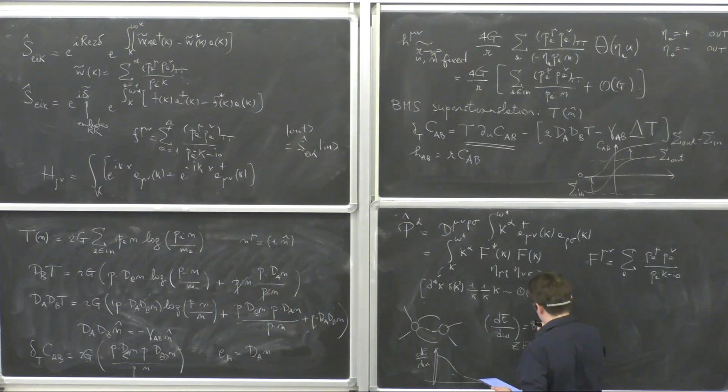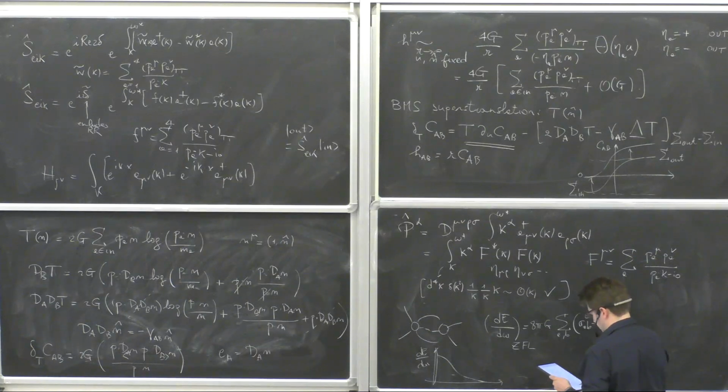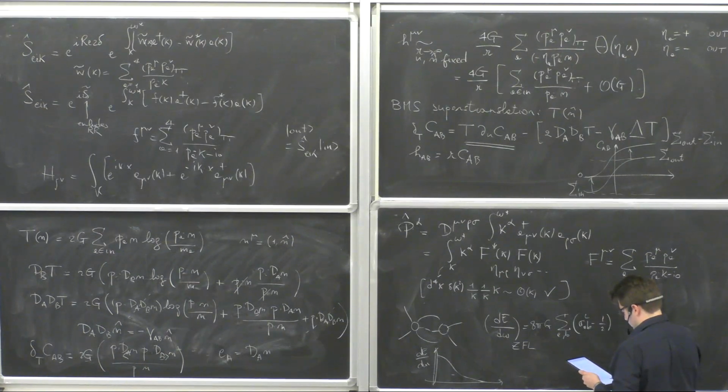Eight pi G, sum over all the particles, sigma AB squared minus 1/2, and then the integral over the angles, which I left to you as an exercise.